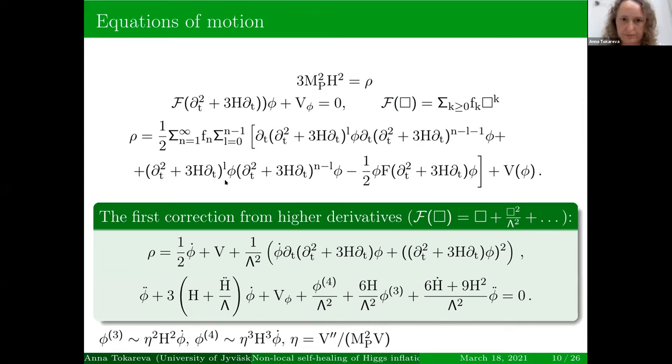The answer is very simple. This slide shows some complicated-looking equations of motion. And the first correction from higher derivatives is written here. Since all terms with higher derivatives are proportional to higher powers of slow roll parameters, they can be neglected for this reason. And the main solution, the first order solution, is actually the same. So adding a non-local form factor would not, at the first order in slow roll parameters, change the dynamics of slow roll inflation in this model.